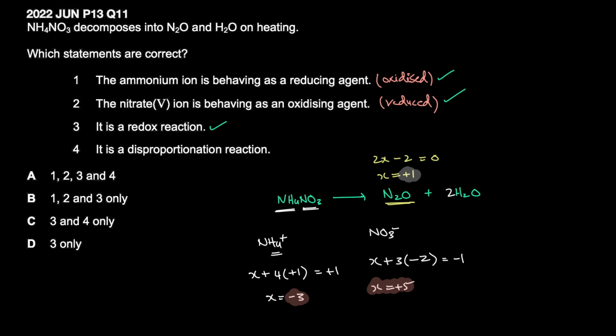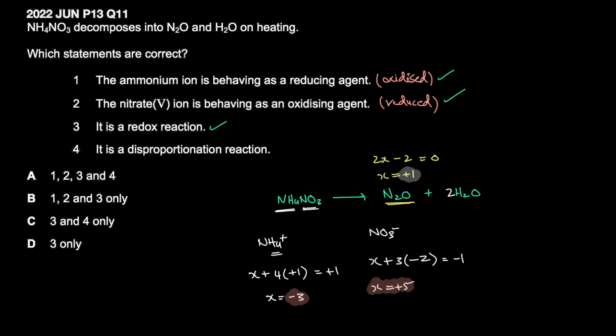The ammonium ion is undergoing oxidation. It's the reducing agent. The nitrogen is going from minus 3 to plus 1. Oxidation number is increasing. And the nitrate ion is undergoing reduction. Nitrogen is going from plus 5 to plus 1. It's undergoing reduction, so therefore, it is the oxidizing agent. And they're two separate species, the ammonium and the nitrate ion, that are reacting with each other in a redox reaction. So it is a redox reaction, but it is not a disproportionation reaction.